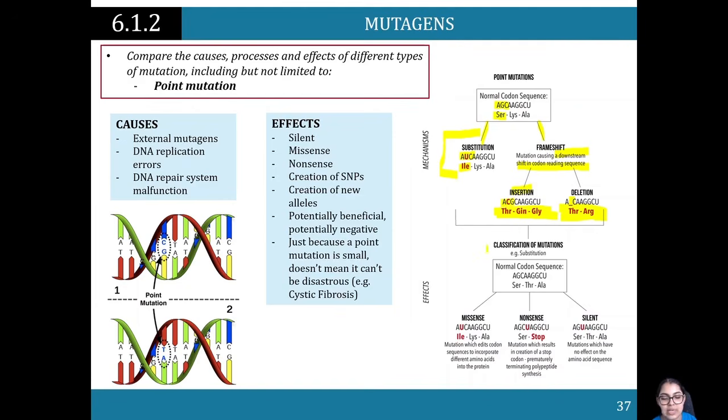And its effects can be the following. It can either be missense, which means that the mutation edits the codon sequence to incorporate different amino acids in the protein. So there is a different amino acid that has been added in. This is an example of missense, and this is an example of missense. A different amino acid has been incorporated in.